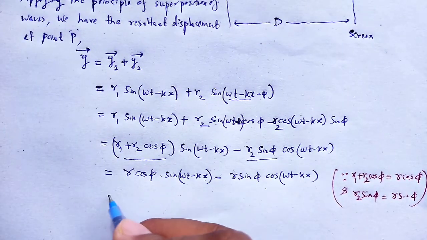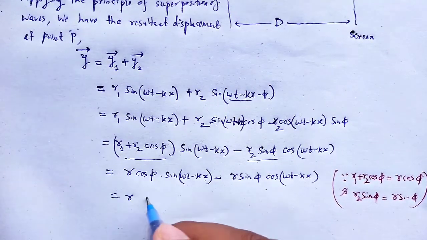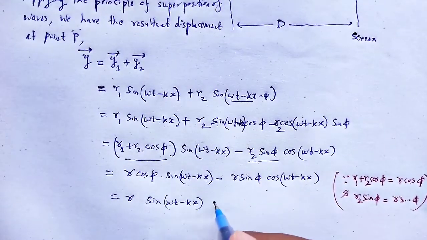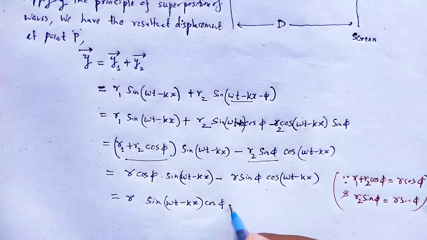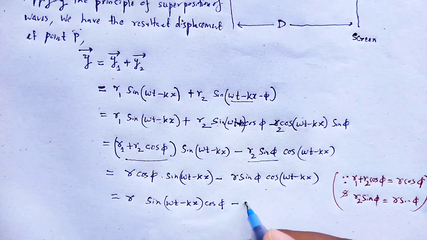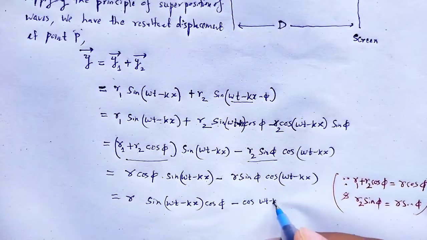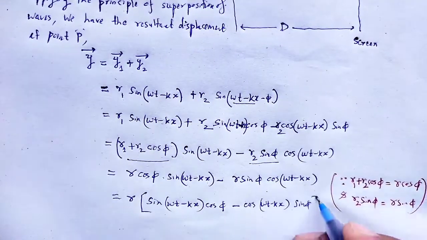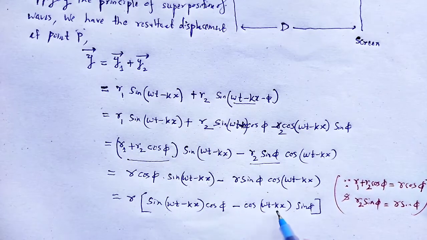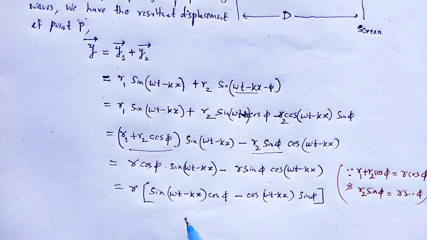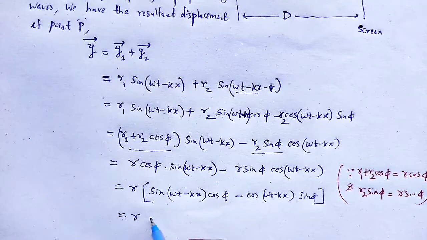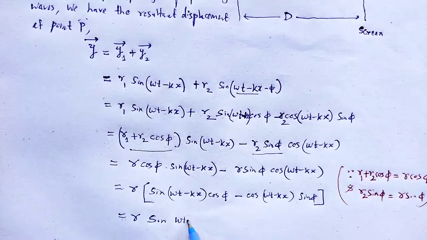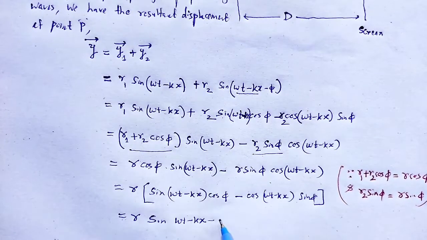Now taking r as common and rearranging the terms: r [sin(omega t minus kx) cos phi minus cos(omega t minus kx) sin phi]. Here sin a cos b minus cos a sin b is sin(a minus b), so we get r sin(omega t minus kx minus phi).